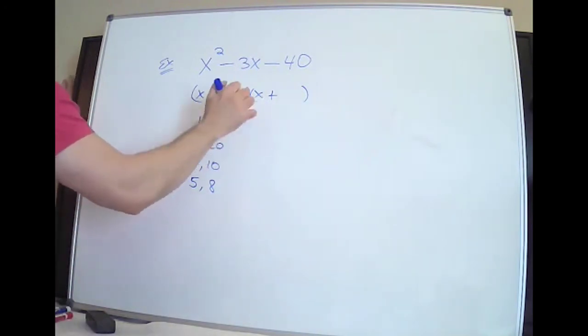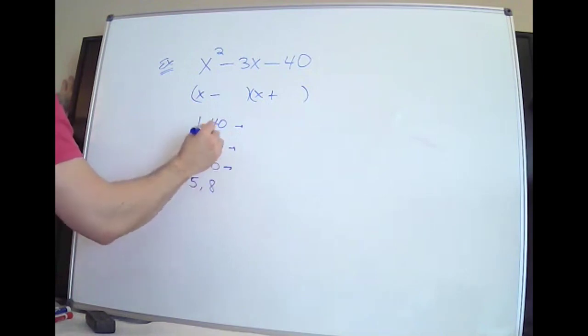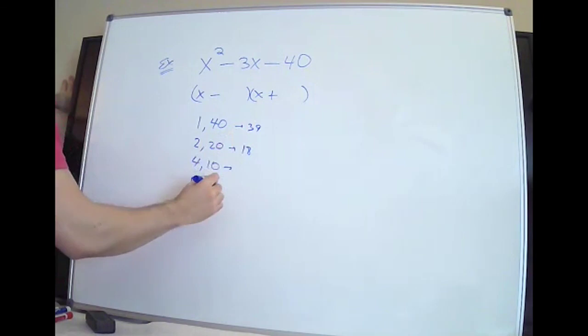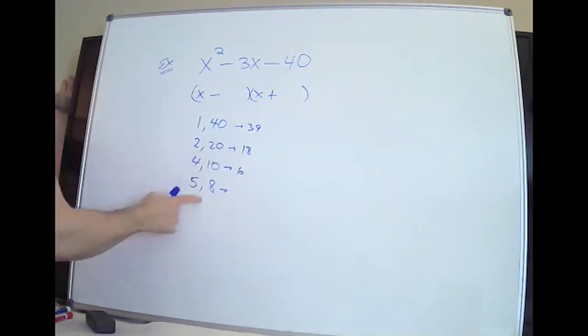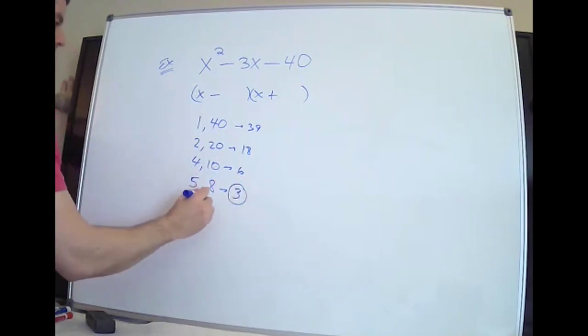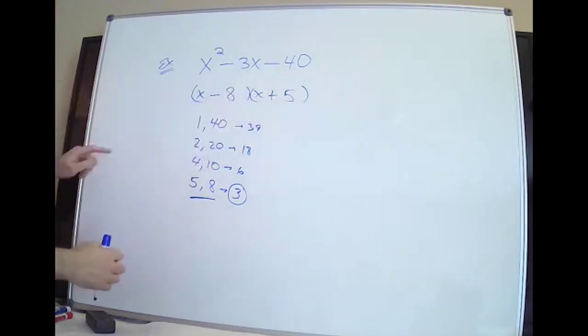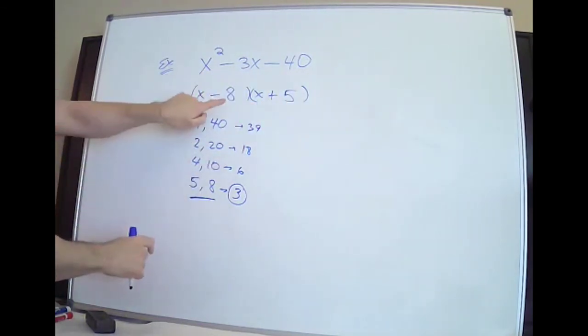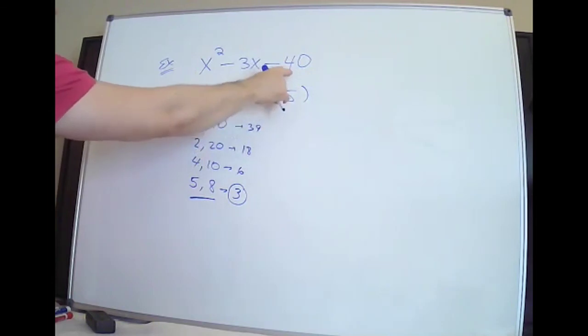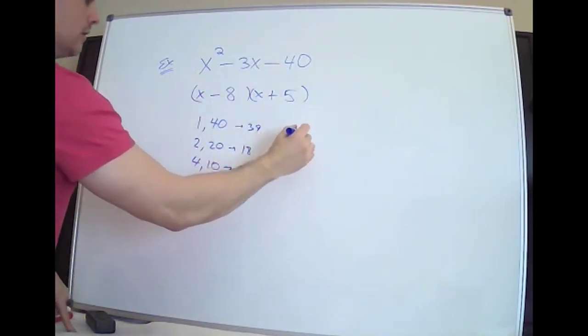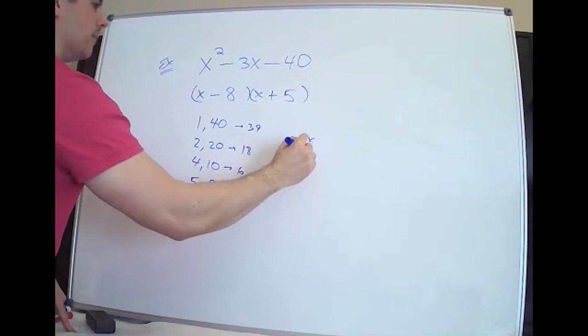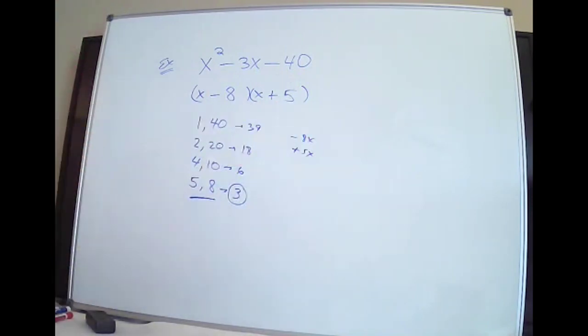My signs are different. Subtract. 40 minus 1, 39. 20 take away 2, 18. 10 minus 4, 6. 8 take away 5, 3. Aha! Yay! Bigger number first, smaller number second. X times X, X squared. Negative 8 times positive 5, negative 40. The inner and the outer gives you negative 3x in the middle. So I know that it worked.